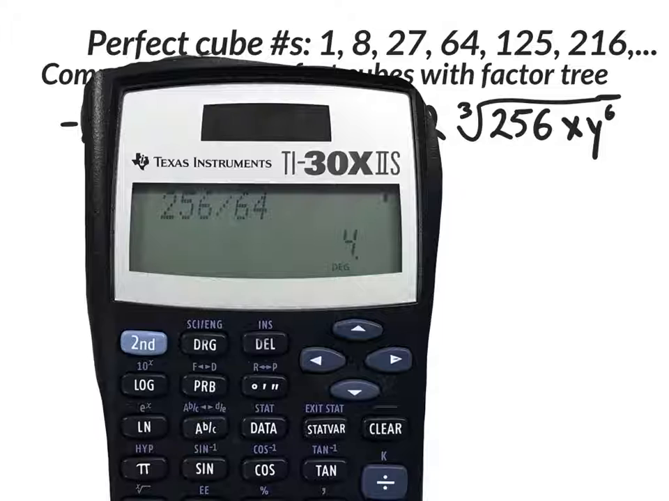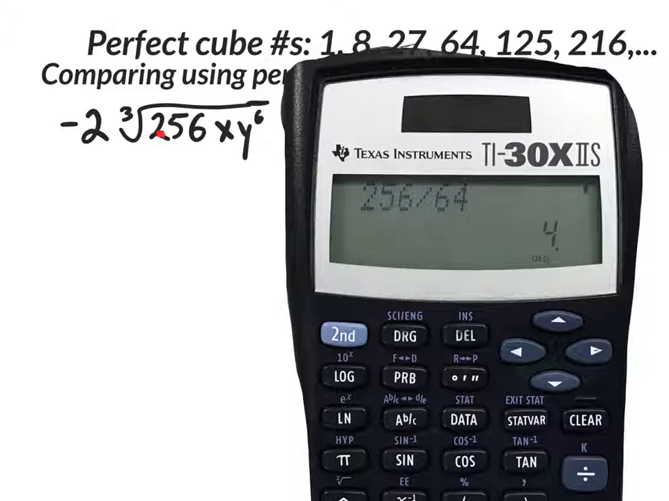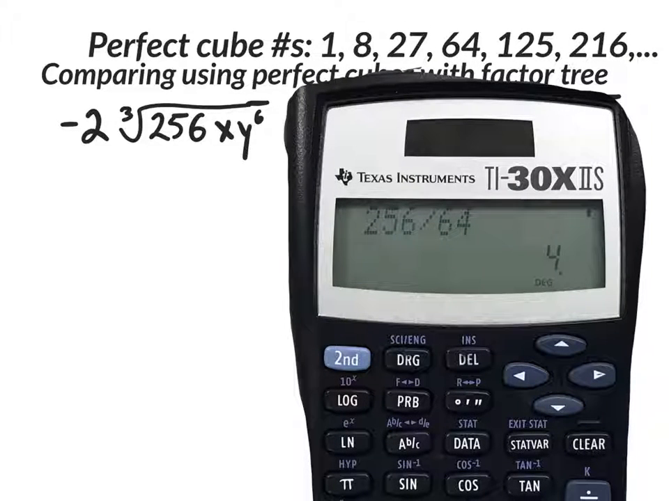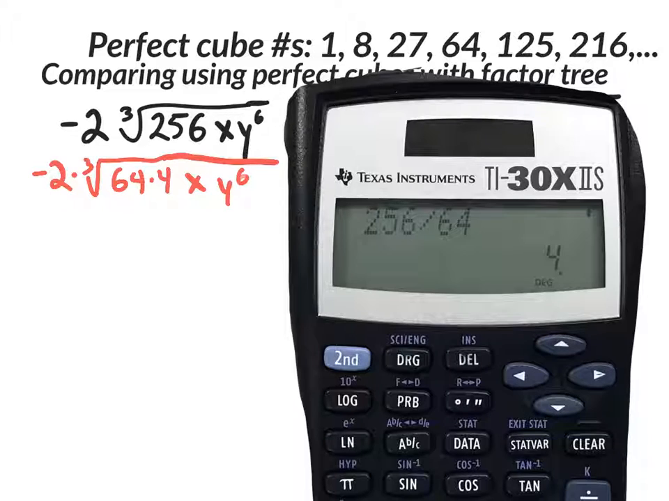So I did this on the calculator. I just took my number, 256 divided by 64, because I know that 64 is a perfect cube number, and I got 4. This means that 256 could be rewritten as 64 times 4. So let me rewrite what I have so far. That negative 2 out in the front is going to still be there. And then I'll have the cube root of, I'm going to rewrite 256 as 64 times 4. And let me keep everything inside the root, the x and the y to the 6th.